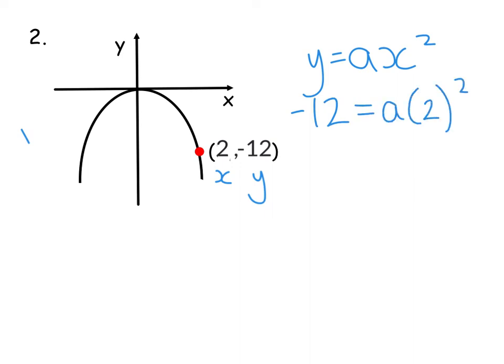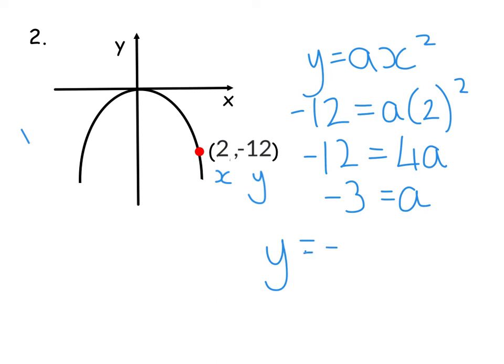So I've got 2 squared there. Now 2 squared is 4, so that gives me 4a. Minus 12 divided by 4 is negative 3. So a equals negative 3. So my final equation would be y equals negative 3x squared. So the negative comes out, which I'm expecting to make that sad face.